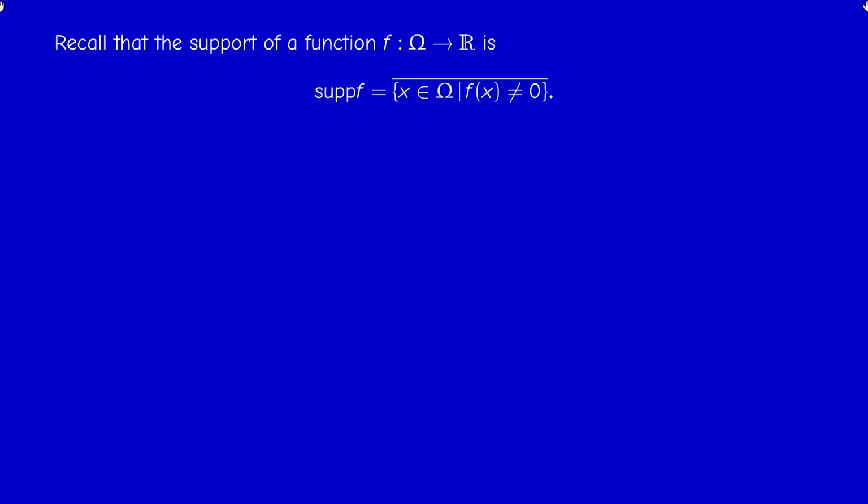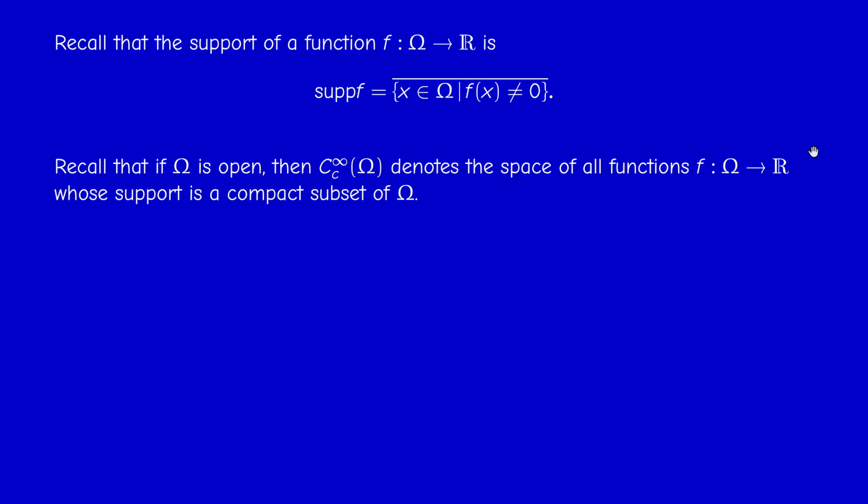Now, for a continuous function, what is the support? The support of a continuous function is the smallest closed set outside of which f vanishes. In principle, you have encountered this notion before, and it's important. Now we have a very important space that we denote by C_c infinity of omega. It's the space of all smooth functions f from omega to R whose support is a compact subset of omega, which means that f vanishes outside a compact set. This space is very important.